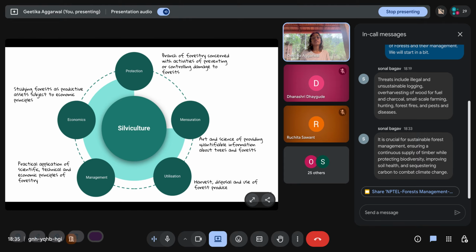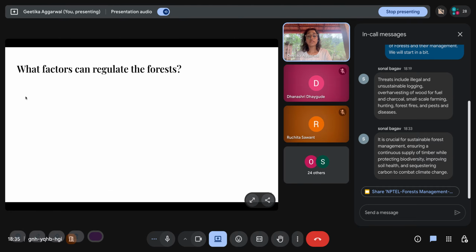Okay. So these are the five different fields of forestry that silviculture is very closely related to: protection, mensuration, utilization, management, and economics. Okay, moving on to what factors can regulate the forests.